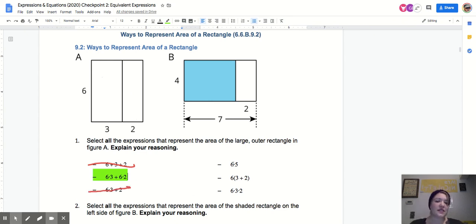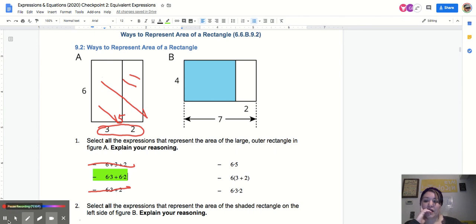Next, we have 6 times 5. When we're thinking about area, we know that it's length times width. 6 is the length. How much is this width if we put it together? 3 and 2. If we add those together, that does make 5. So 6 times 5 would be all of this area in here. So that answer is correct.